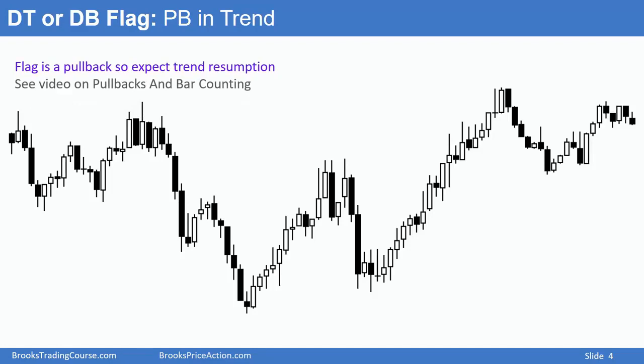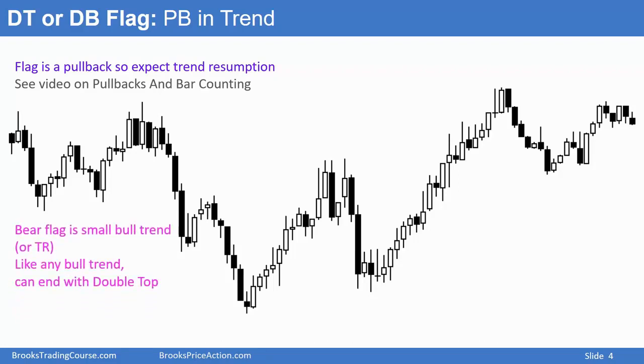When a pullback is small, I use the term flag because it signifies trend resumption is more likely than trend reversal. I talk about this more in the video on pullbacks and bar counting. A bear flag is a small bull trend or a trading range, and like any bull trend, it can end with a double top. Bear trend, and we have a pullback into a small bull trend, it ended with a double top.